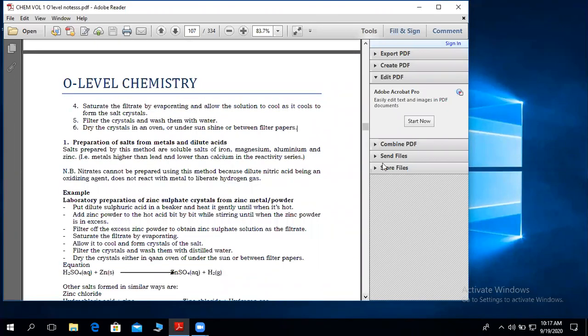So let us look at how we can prepare salts from a metal and dilute acid. For example, the example that we had was preparation of zinc sulfate from zinc powder. If we are looking for zinc sulfate, as you are seeing in the equation, then we must use sulfuric acid. We cannot use hydrochloric acid like one of you did.